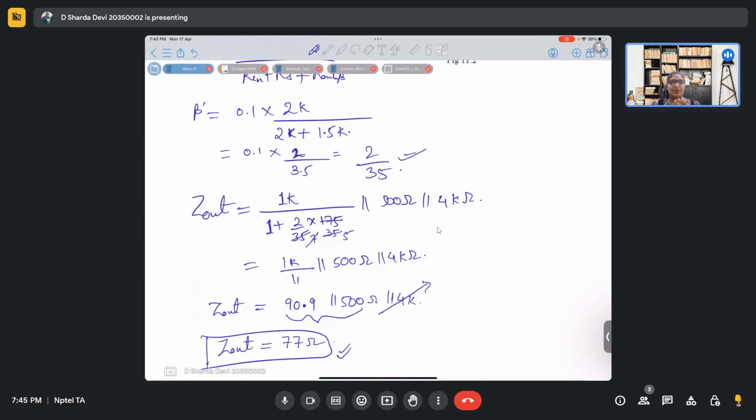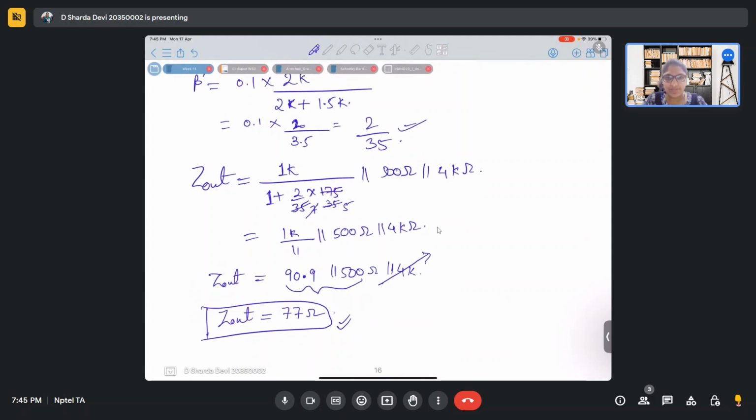When there is a parallel combination, we already know that the smaller value dominates. When there is a series combination, since it is an addition, the largest value will dominate. So we can simply neglect 4k. If we neglect the 4k, the Z out turns out to be around 77 ohms. And if we solve it till the end, it will come out to be around 75 ohms. So they are close by.